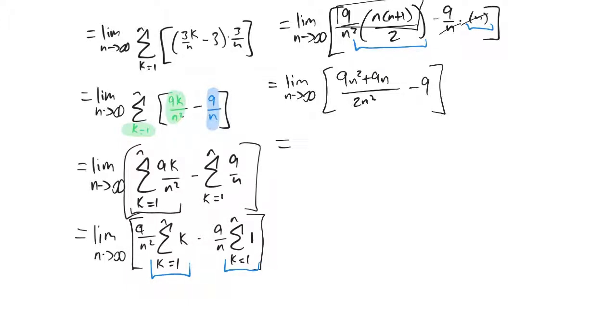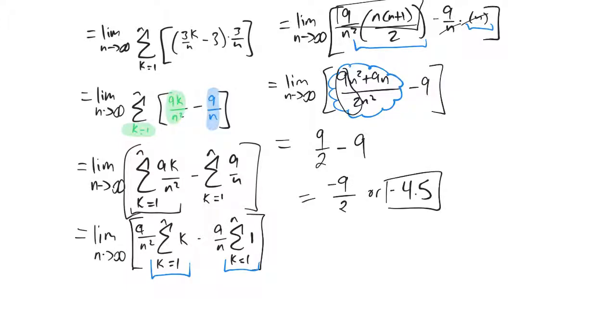And so using our limit rules, we see that this first term right here has a horizontal asymptote at 9 over 2, the ratio of the leading coefficients. So evaluating that limit is going to give us 9 halves, and then the limit of constants is just 9, and that's going to give us negative 9 halves, or negative 4.5. And so that would be the value of the integral. So we can say the integral from 2 to 5 of x minus 5 dx is equal to negative 9 halves.